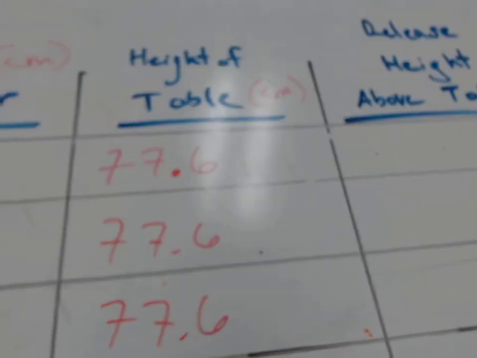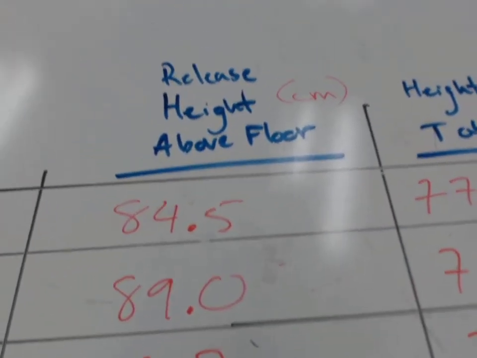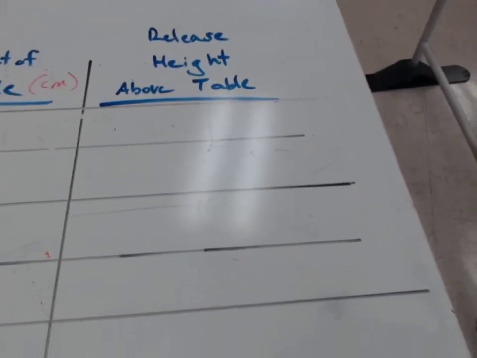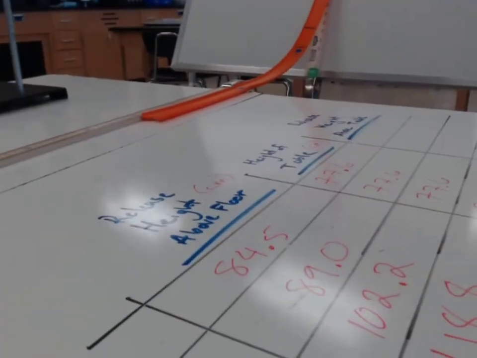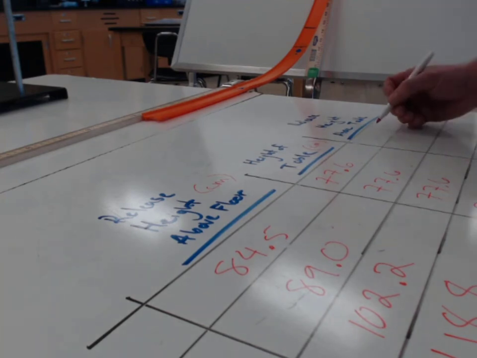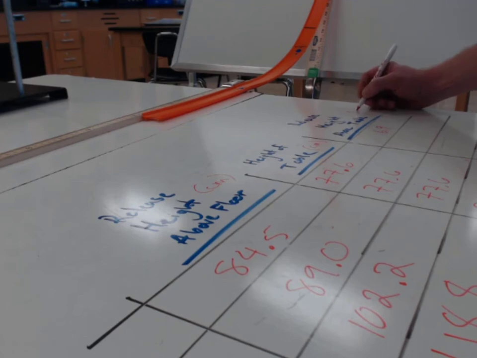that 77.6 centimeters is going to need to be subtracted from our release height above the floor. That'll be our total release height above the table. For instance, in our first one, 84.5 centimeters. We're going to subtract the 77.6, and what we have left over is going to be 6.9, and this is still in centimeters.